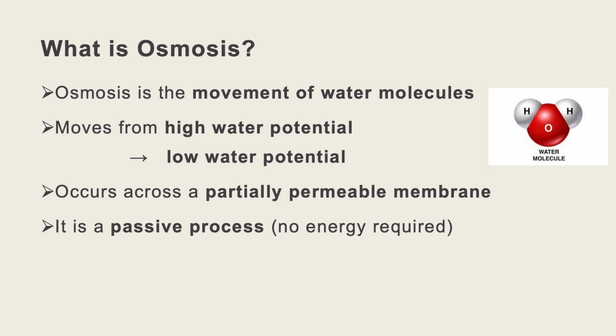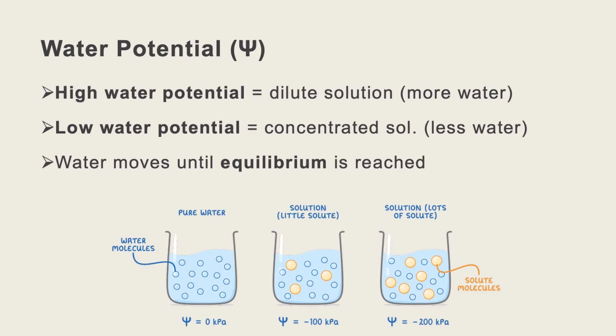It is a passive process, which means that it does not require energy from the cell. When we talk about osmosis, we need to use the term water potential to explain it. Water potential is a measure of the tendency of water molecules to move. A solution with high water potential is more dilute, while a solution with a low water potential is more concentrated. Pure water has the highest water potential. Water always moves from a region of higher water potential to lower water potential until equilibrium is reached.